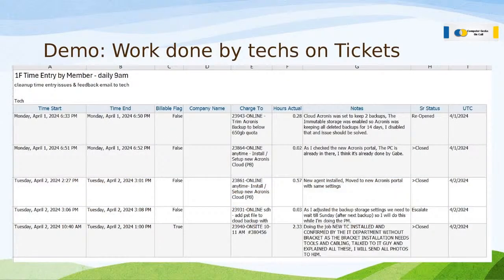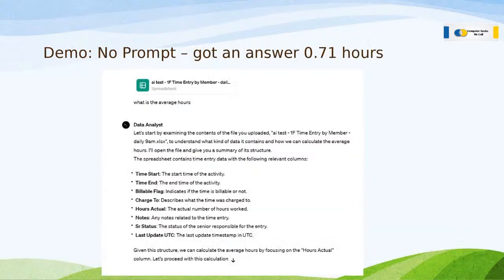So your job is prompting. So here is the demo, work to be done, but work done by text on tickets. So we can see we have the start time, end time, billable flag, whether they're billing for the work on the ticket or not. I removed the company name, info about the ticket, the hours actual work, the notes, the status of the ticket, and when it was last updated. That UTC should say last updated. So all of these things we can analyze and get conclusions from, or even get charts. You just have to ask.